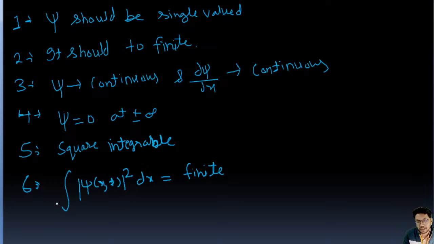If psi satisfies these six properties, then we can say that psi is the wave function. If any one of these is not satisfied by psi, then that psi is not a wave function. This integration is from minus infinity to plus infinity. So these are the conditions for any function psi to be a wave function.